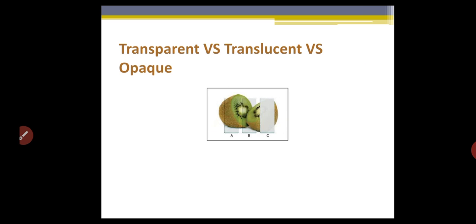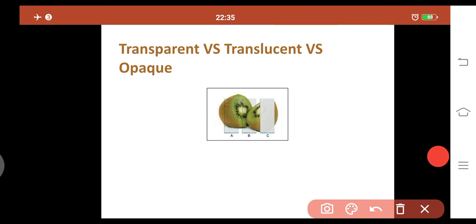This is a picture which shows all three types of transparency. The first one is completely transparent, where you could see the fruit. B is translucent, you could see the fruit but it's not clear. C is an opaque object, where you could not see what the object is behind the opaque object.